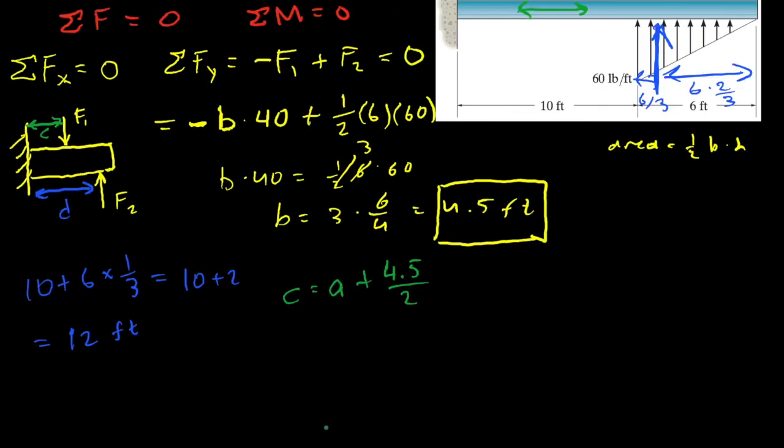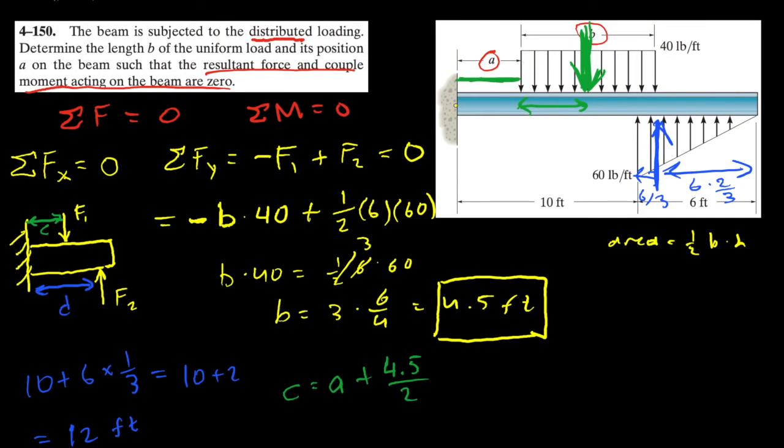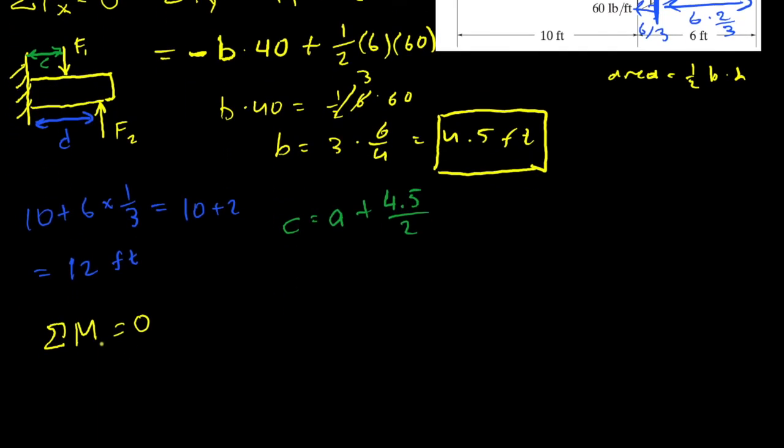Perfect. So now let's use the summation of moments to compute the value of A. We already have B. All we have to do is calculate A. So our total summation of moments is 0. And let's calculate this about this point that I just marked in yellow. Let's call that point O. So the moment about point O is 0.